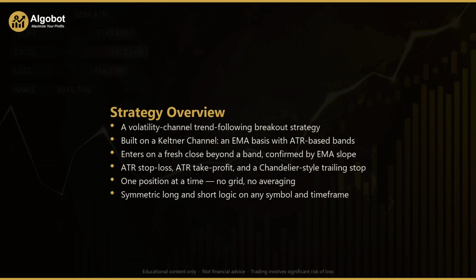The core idea is momentum. When price closes beyond one of these bands for the first time, it suggests a strong directional move is underway. But a break on its own can be misleading in a sideways market. So the strategy adds a second condition. The EMA itself must be sloping in the same direction as the break. This slope acts as a regime filter, helping the approach stay out of choppy, directionless conditions and only participate when there is genuine trend behind the move.